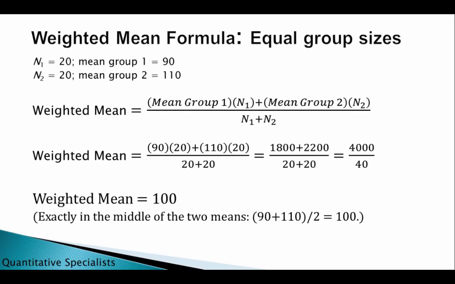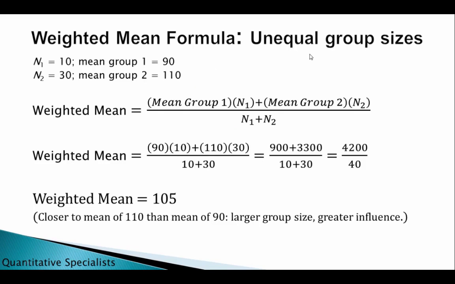And this is exactly in the middle of the two means. Or in other words, if we took the average of the mean of the first group and the mean of the second group, we would get 100. So notice here in this example that when the group sizes are equal, the weighted mean is exactly halfway between the two group means. So with equal sample sizes, the weighted mean is just equal to the average of the two group means.